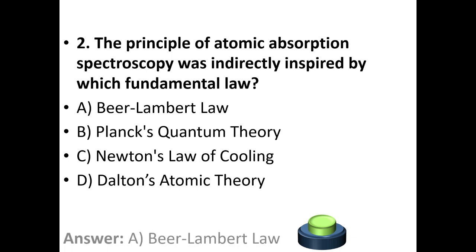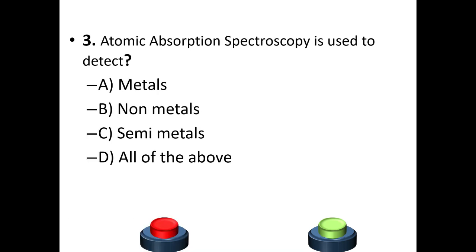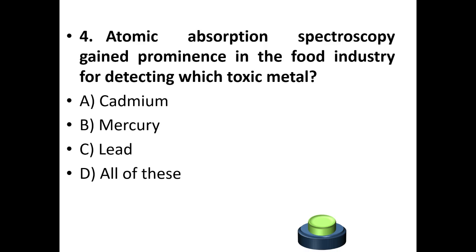Beer's law. Third question, atomic absorption spectroscopy is used to detect metals, non-metals, semi-metals, all of these. Here, which is the answer? Your answer is A. Metals.